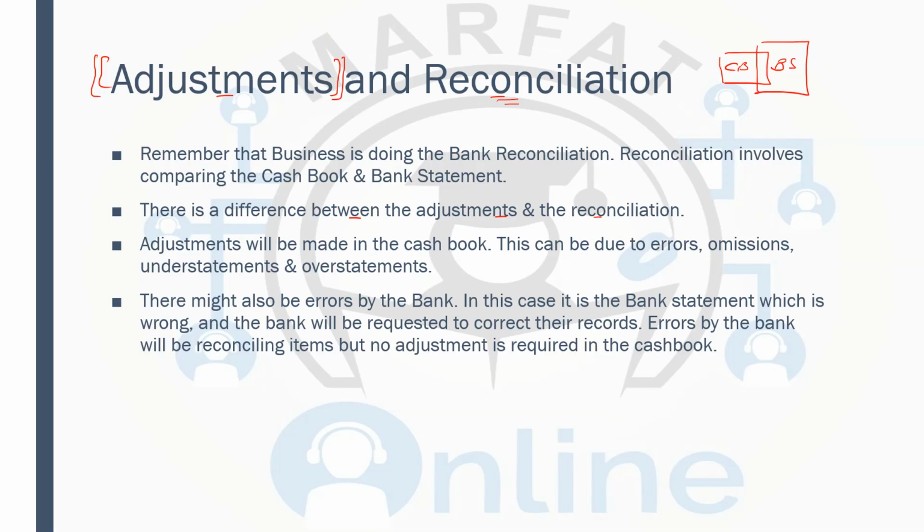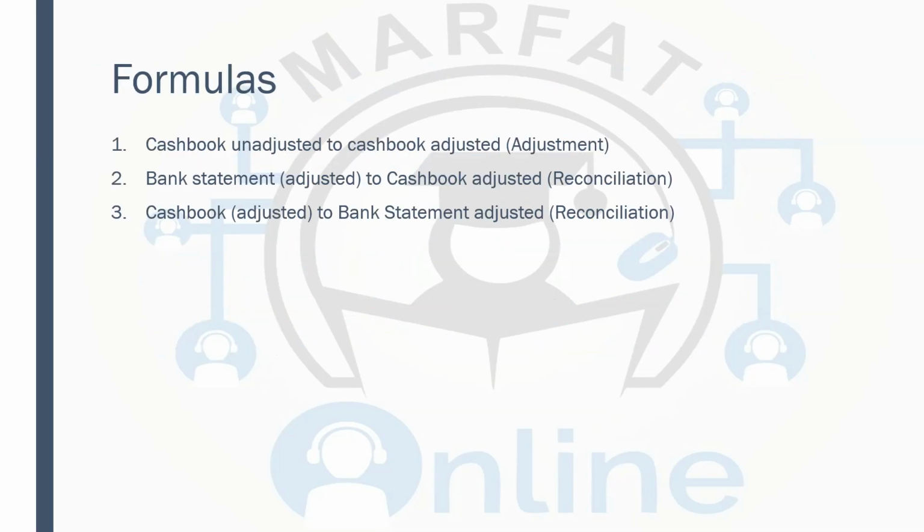Even if there are errors in the bank statement, the bank can make errors, it is the bank who will be making the adjustment in that. So there are three formulas which will be involved in the whole bank reconciliation. And there are many ways to do it, but still this is the most common way explained in every book and from which you can do the bank reconciliation.